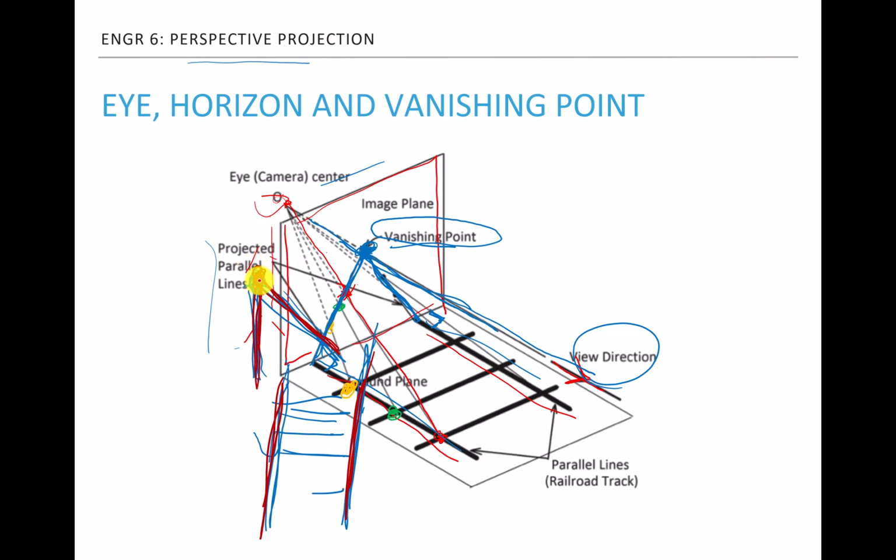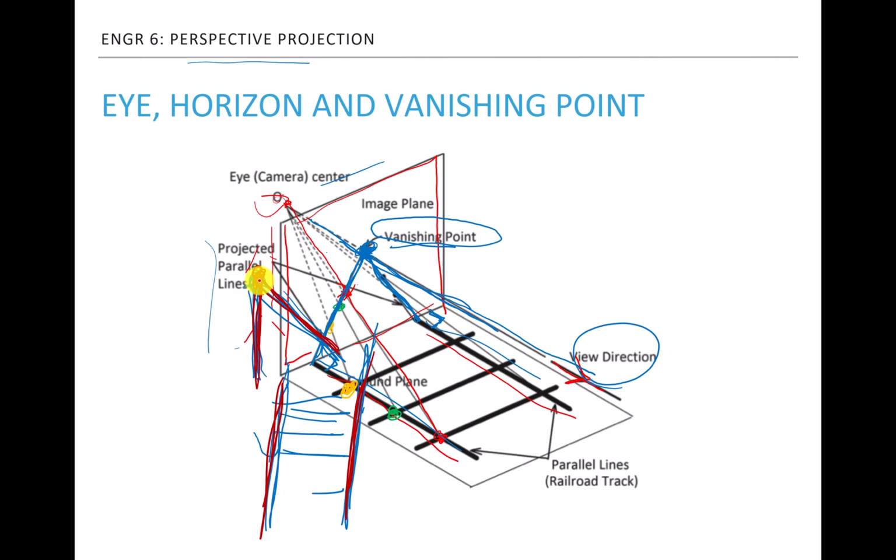So in the perspective projection, if you have two parallel lines in 3D space, any direction, two parallel lines, if you project those two lines onto the image plane using perspective projection, in that image plane, they'll meet at some point. It's called the vanishing point.